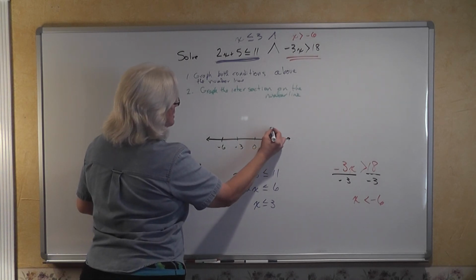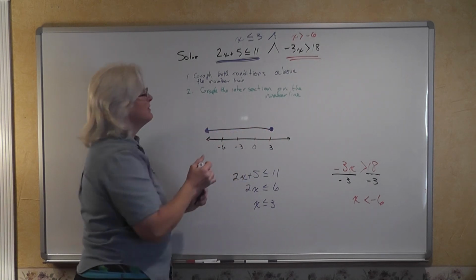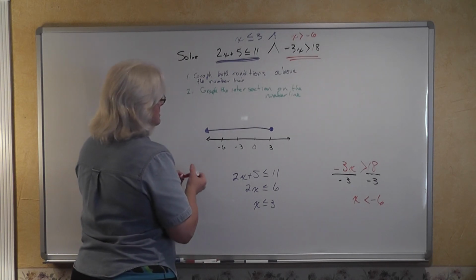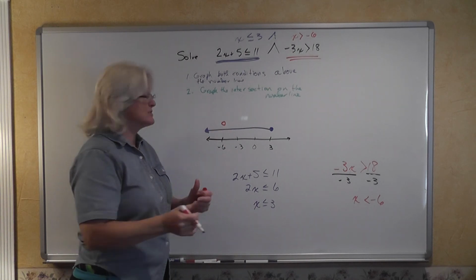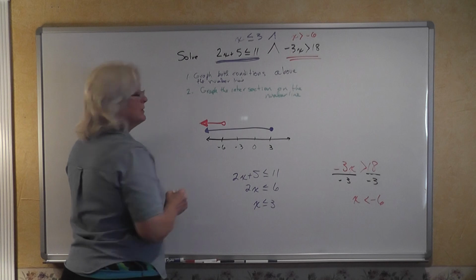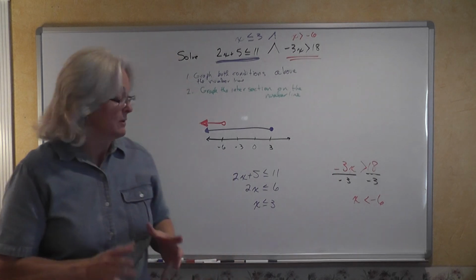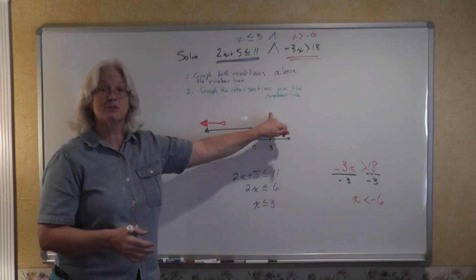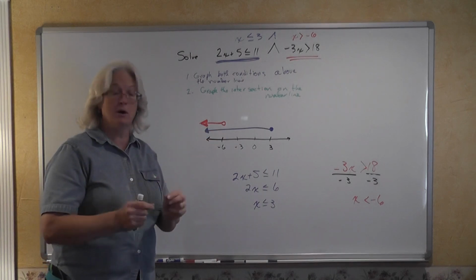So I have a solid circle at 3, and I graph everything to the left on the number line. Then I have x is greater than negative 6. So I have an open circle because negative 6 is not part of the solution, and I'm going to graph everything to the right of negative 6 on the number line. Now, what we're looking for as our solution is what? We graph the intersection on the number line. We're looking for the area where those two graphs overlap.